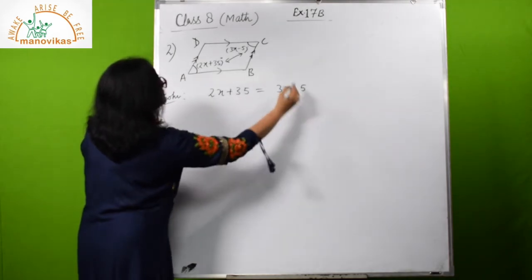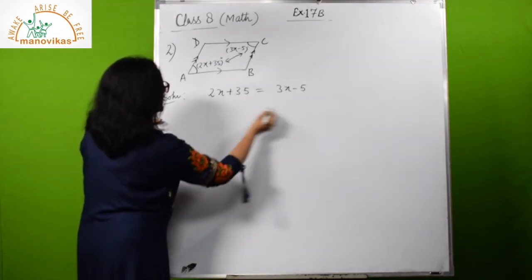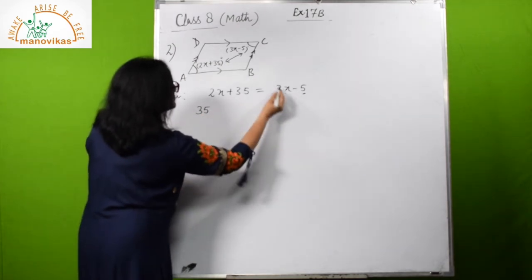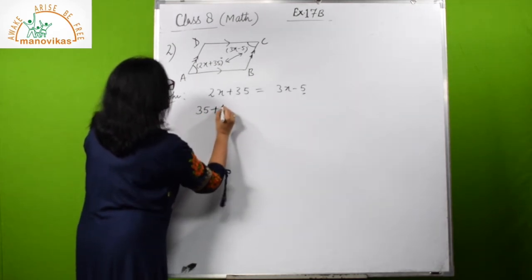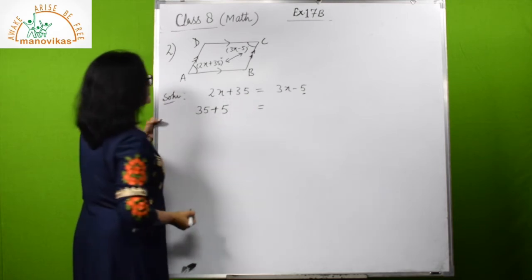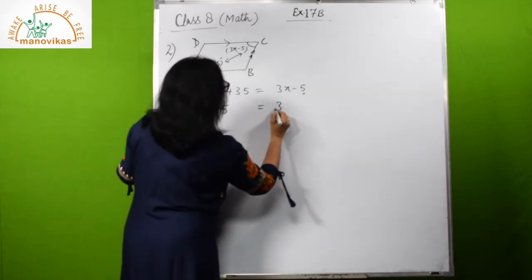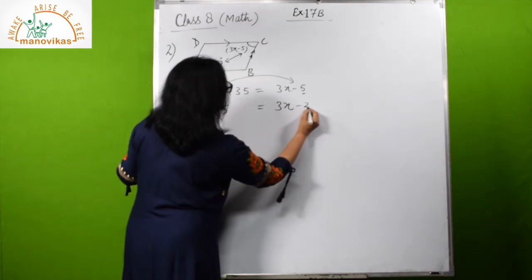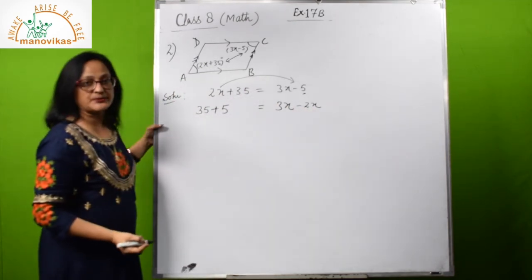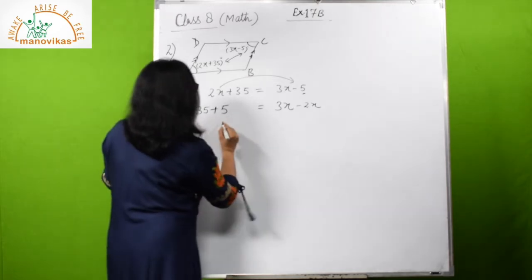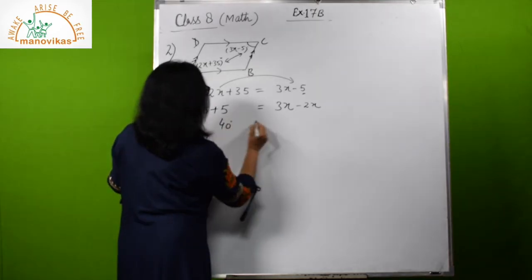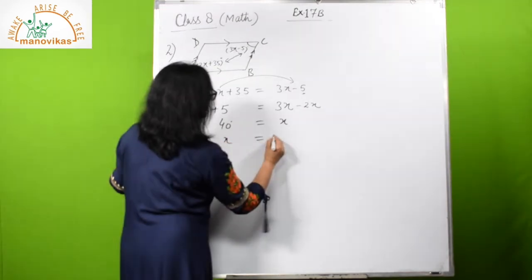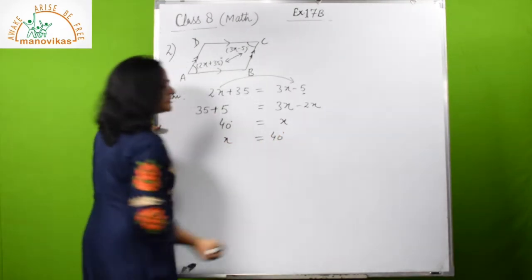So 2x we will shift on right hand side and 5 we will shift this side. So 35 minus 5 will be added here as plus 5 and 3x is already there. You will shift 2x other side. It will be going in subtraction. So 35 plus 5, this is equal to 40. 3x minus 2x, 1x. So you got the value of x as 40 degree.